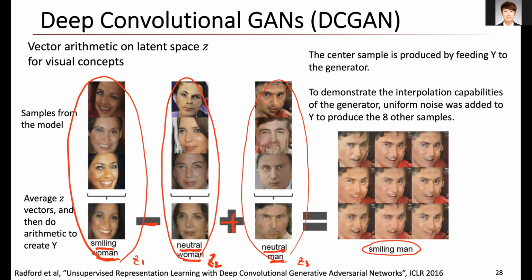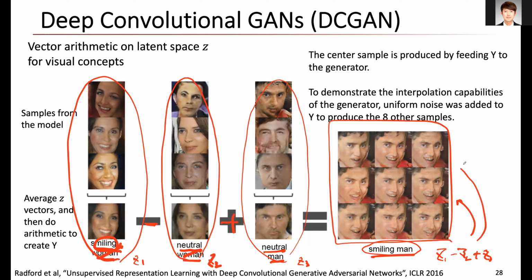그렇죠? A smiling man, right? The smiling woman minus neutral woman is going to be just smiling, and neutral man plus smiling is going to be a smiling man. So in this paper, again, they show that it really works. It's true, right? So this Z1 minus Z2 plus Z3 generates these kinds of images with some perturbation. Then we can check that the generated output is smiling. So this is a very, very important observation.